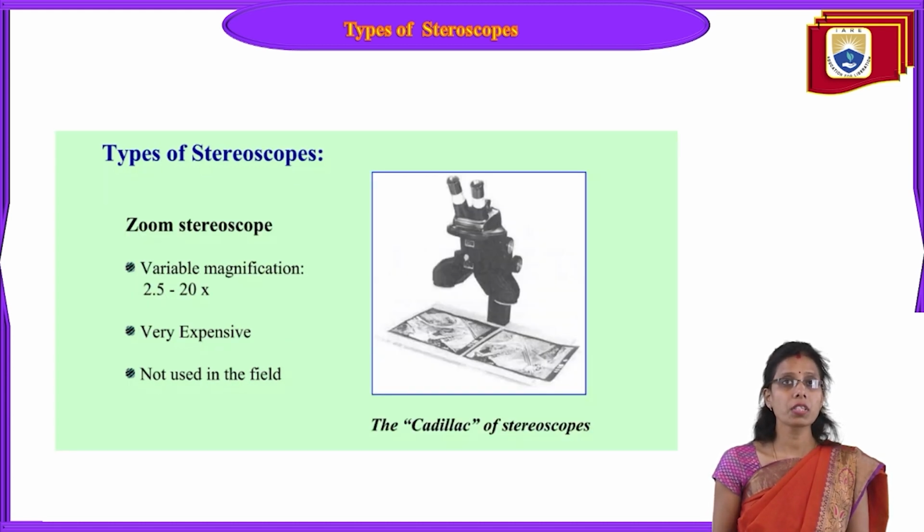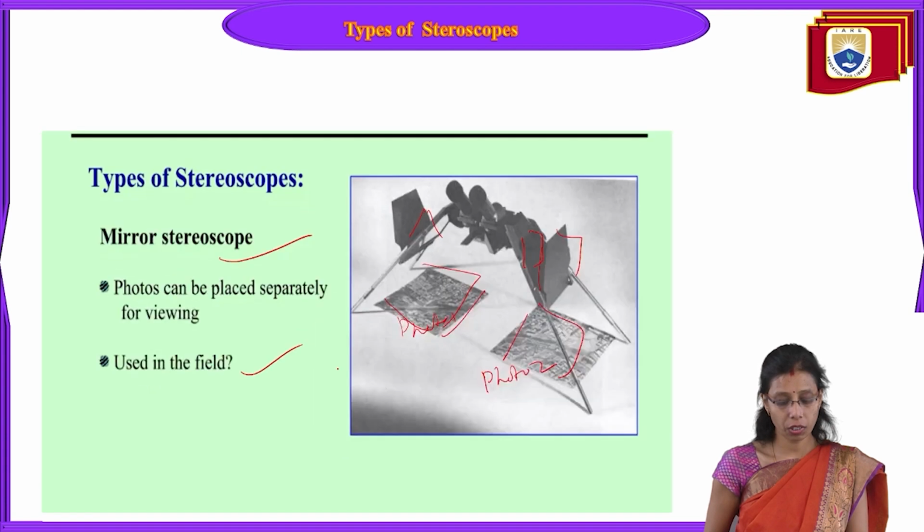Now we have a zoom stereoscope. Here we have a magnification of 2.5 to 20x, and it's very expensive and it is not used in the field. The one we use in the field is the mirror stereoscope. Generally we use it as a mirror stereoscope. These are used in the laboratories and in the field for finding the 3D vision in the image.